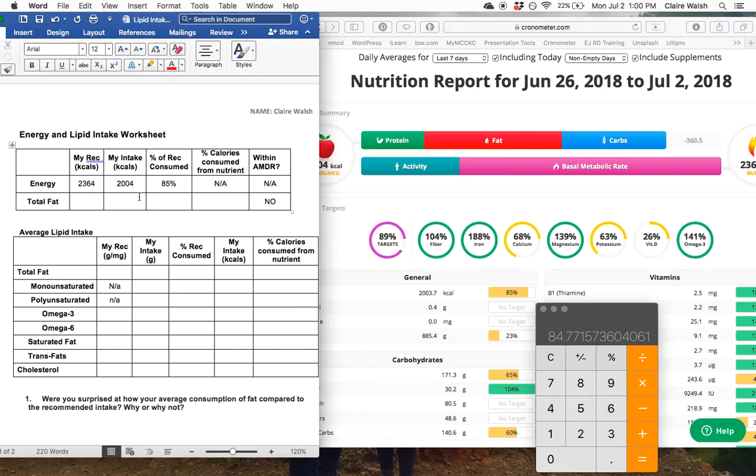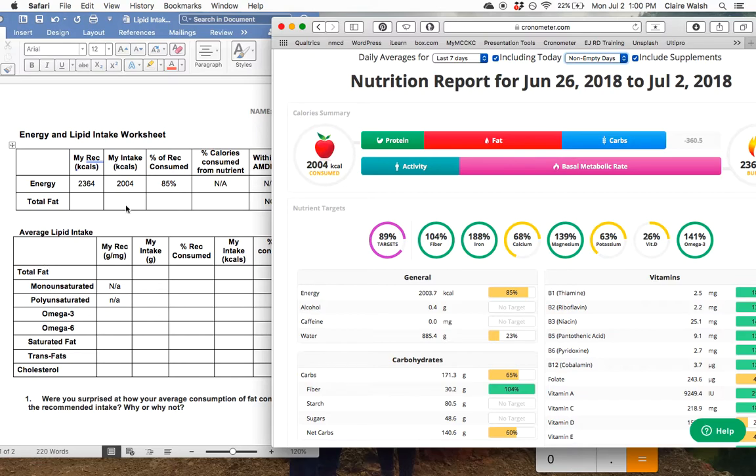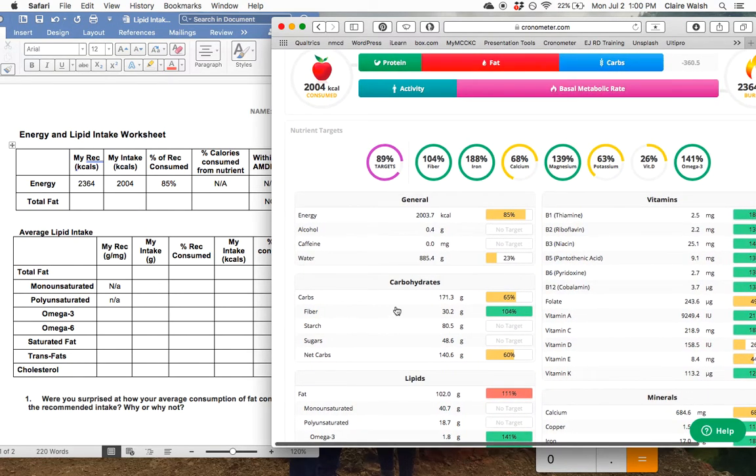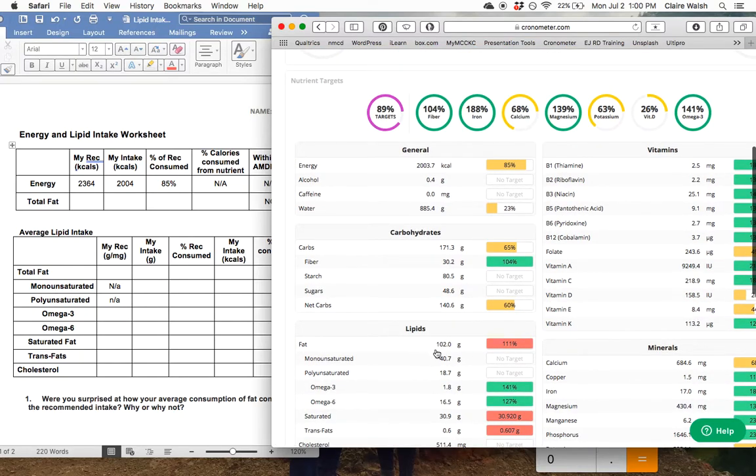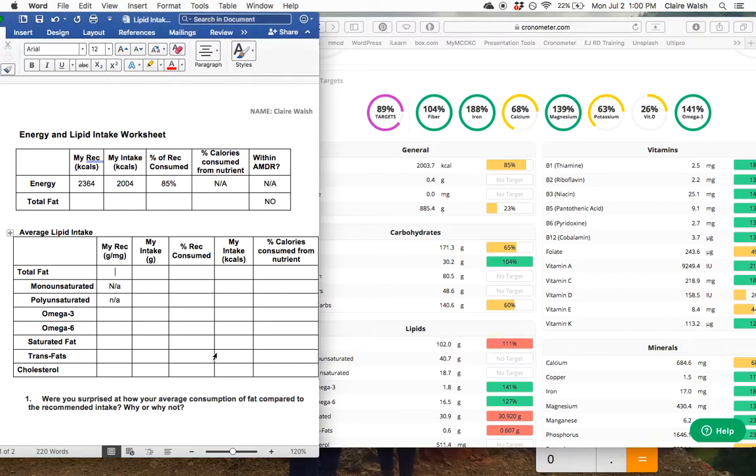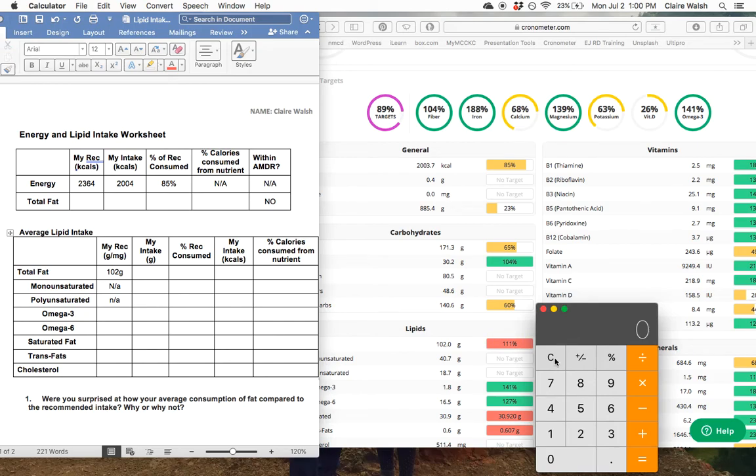Now, as we move on to total fat, that becomes a little bit more complicated. It's pretty simple to find your total fat intake in grams. I can see that number right here, 102 grams. So that number goes right here. What we're looking for here is your total intake in calories. To get your total intake in calories from grams, we multiply your grams times 9. There's 9 calories per gram of fat. So 102 times 9 is 918 calories. That is the number that goes in this box.